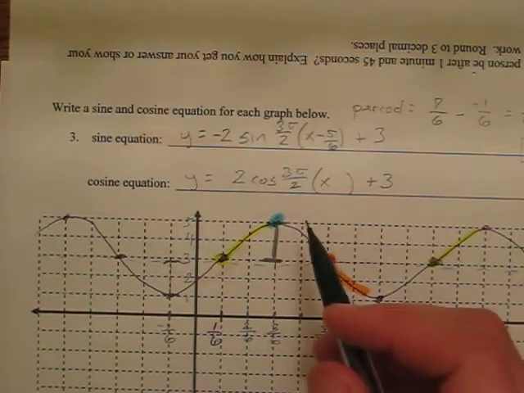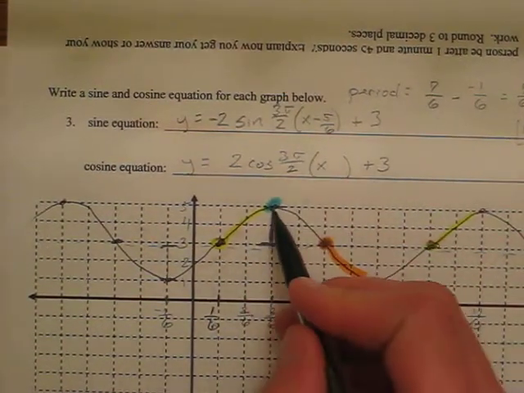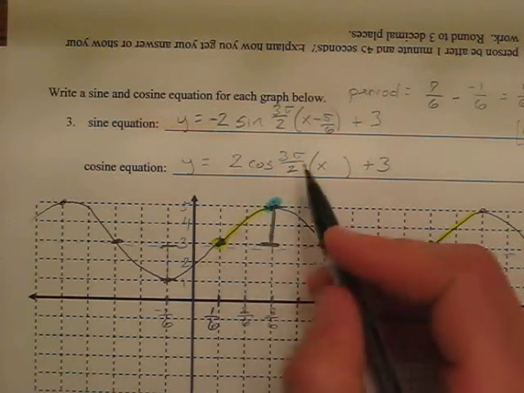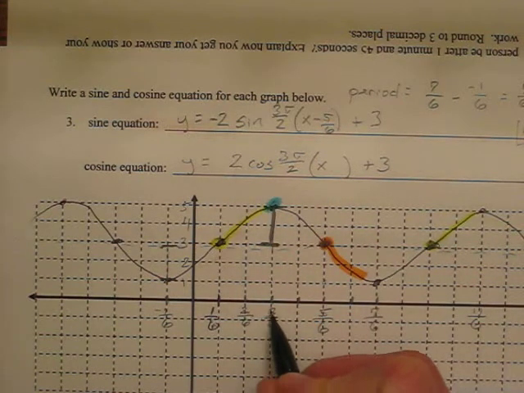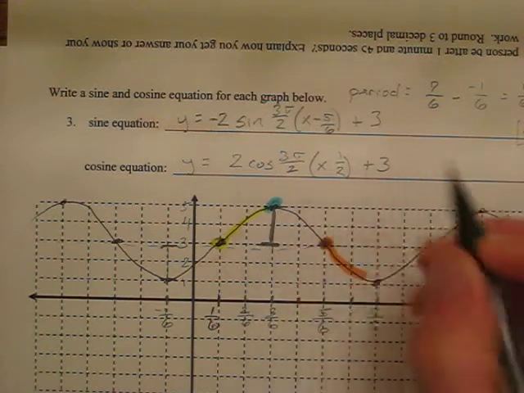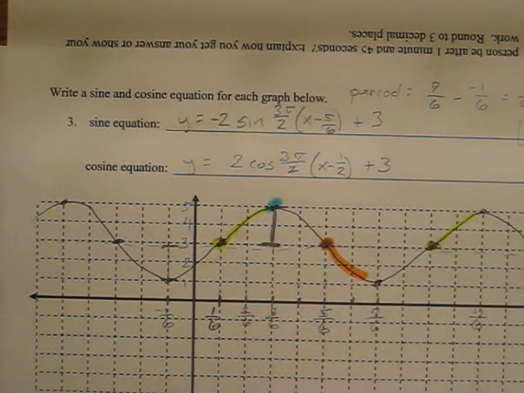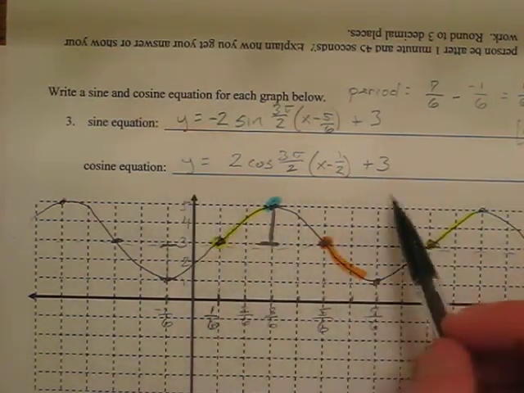So if I look at this one, the same thing, all this information is the same. Since it's a maximum, it's positive 2. And you look at where it shifted. It shifted over 3/6, which reduces to 1/2. And since it's on this side of the y-axis, we're going to put a subtraction sign. And this would be my answer.